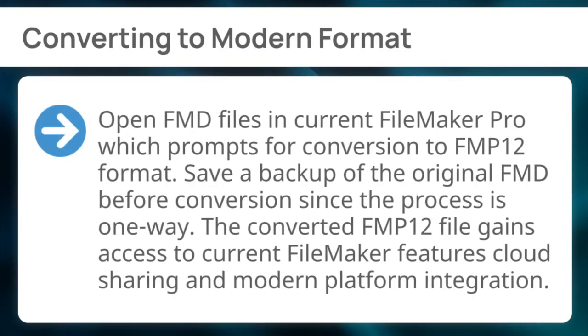Open FMD files in current FileMaker Pro, which prompts for conversion to FMP12 format. Save a backup of the original FMD before conversion since the process is one way. The converted FMP12 file gains access to current FileMaker features, cloud sharing, and modern platform integration.